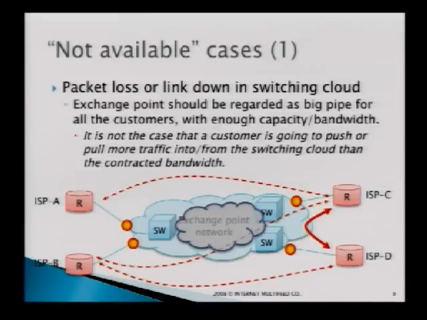And sometimes the ISPs push their traffic into the switching cloud, but sometimes they put too many packets onto this line. And this one is the responsibility of the provider side. So this one is not defined as unavailable. Only at this side.